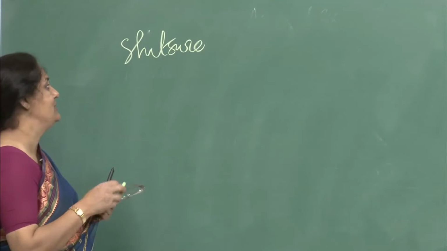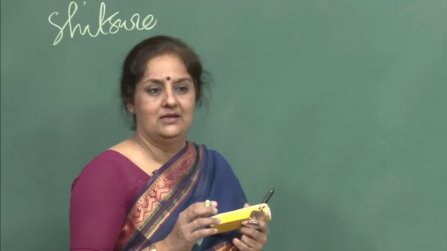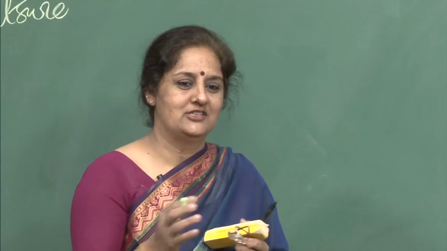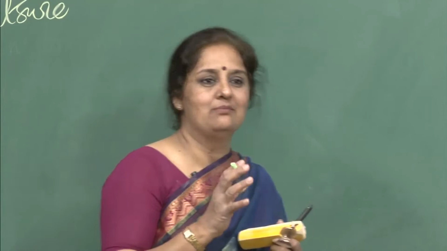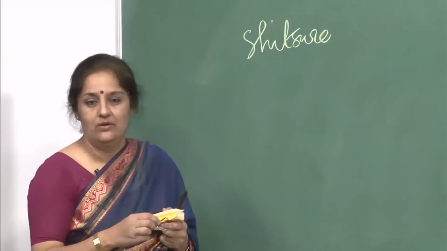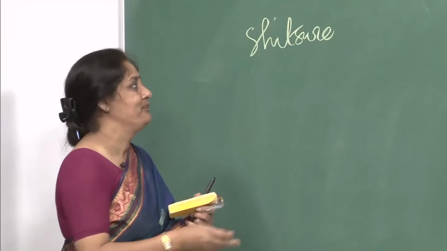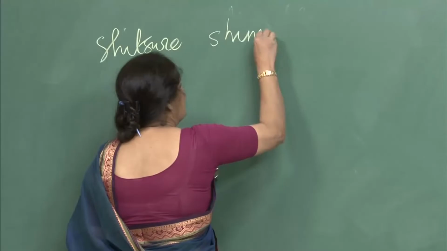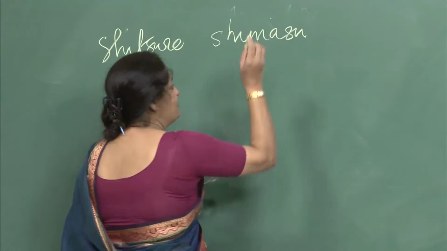For example, in a meeting, if you come late and you want to enter, generally you just can't barge in and you just sit down. You would say, I am sorry, I am late, and make some kind of an action or gesture. Shitsure is one word which you can use with shimasu. Shitsure shimasu, I am sorry for barging in like this, or I am sorry for intruding.